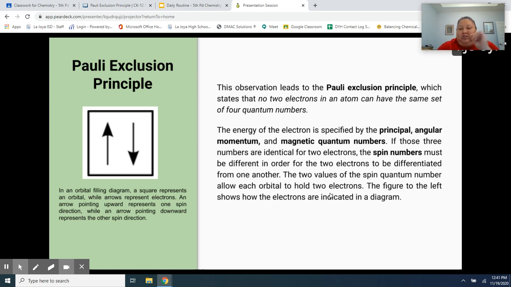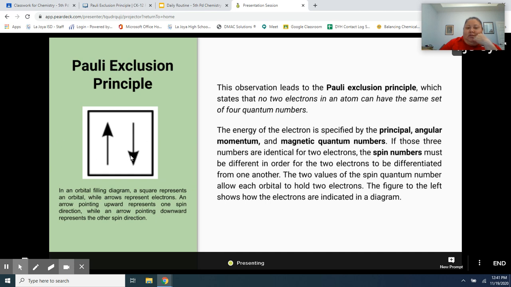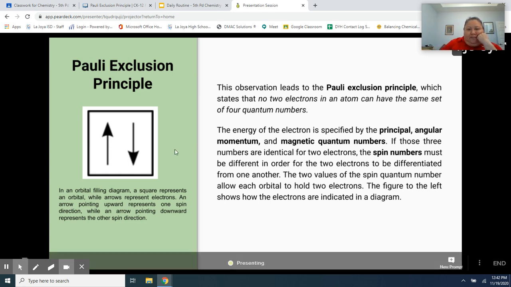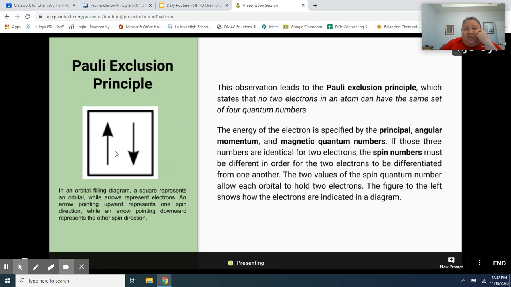The figure to the left shows how the electrons are indicated in an orbital diagram. This picture should help you remember that it's the spin that's always different. One arrow will point upwards, the other arrow will point downwards. Those arrows represent electrons. In an orbital diagram, a square represents the orbital. So the box is the orbital, while the arrows represent the electrons. An arrow pointing up represents a positive or one spin direction, while an arrow pointing down represents the other spin direction. So it's because of the spin that we can fit two electrons. If we have two electrons with the same spin, they will not be able to fit in that orbital. It'll take too much space.